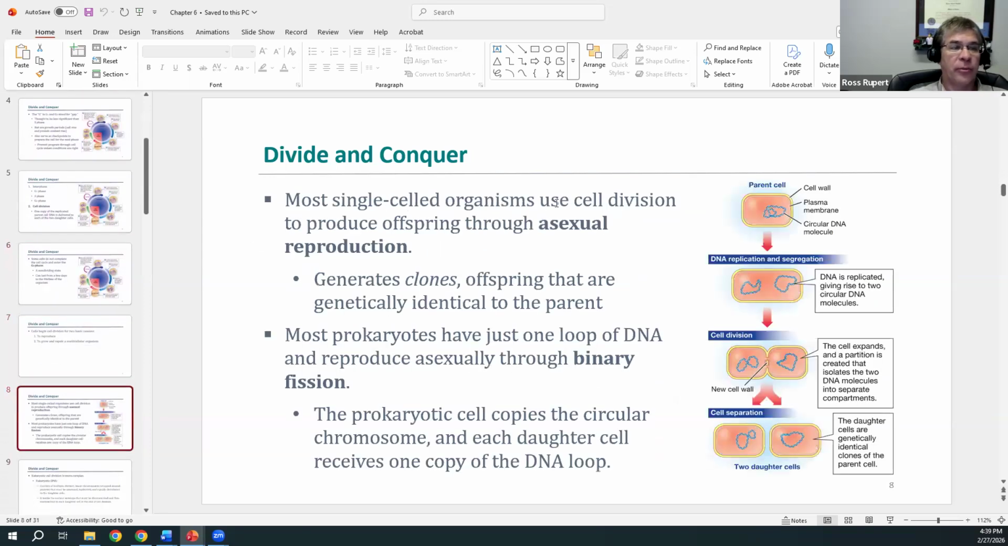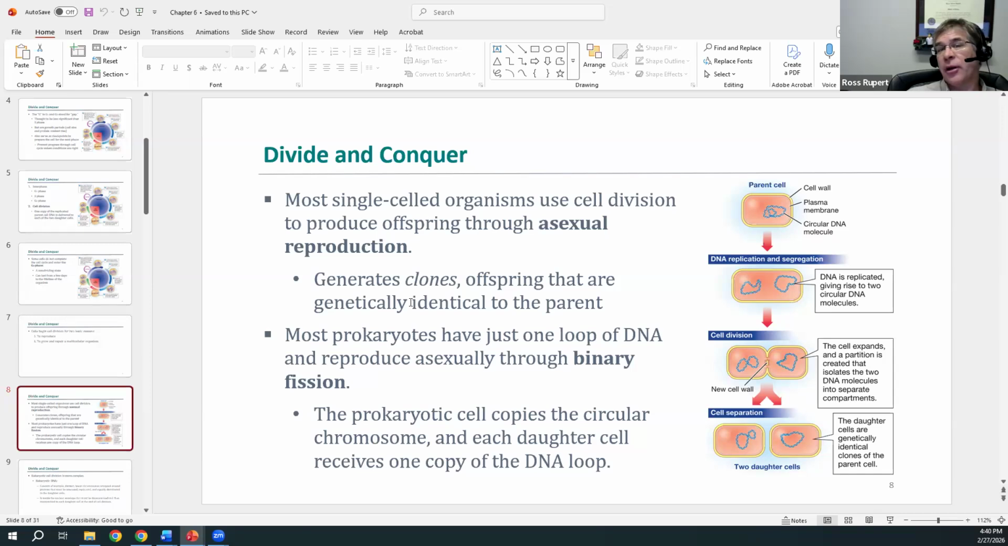Most single cell organisms use cell division to reproduce offspring through asexual reproduction. This generates clones, offspring that are genetically identical to the parents. If you cut your finger and you heal, the cell division that's happening there is mitosis, which is asexual. It's not until you make sperm and eggs that you use sexual reproduction, which is also known as meiosis.